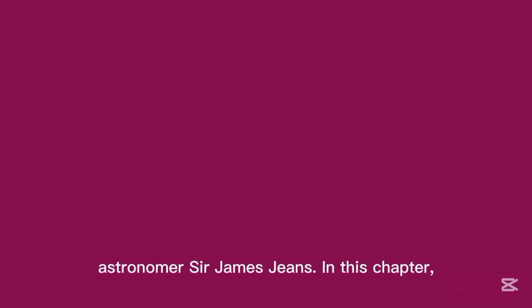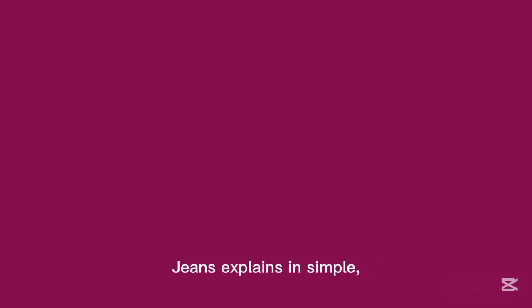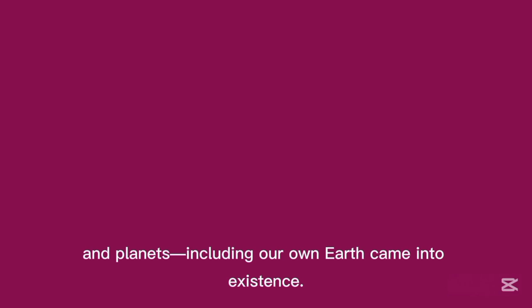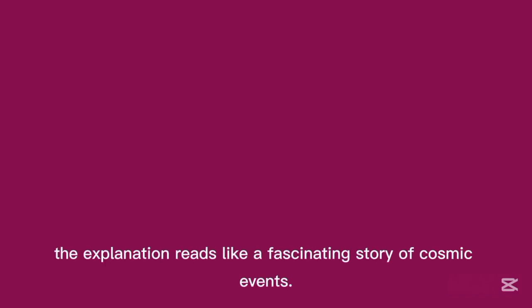Summary of The Dying Sun by Sir James Jeans. The Dying Sun is a scientific yet beautifully written essay by the renowned British astronomer Sir James Jeans. In this chapter, Jeans explains in simple, imaginative language how the universe, stars, and planets, including our own Earth, came into existence. Although the theme is scientific, the explanation reads like a fascinating story of cosmic events.